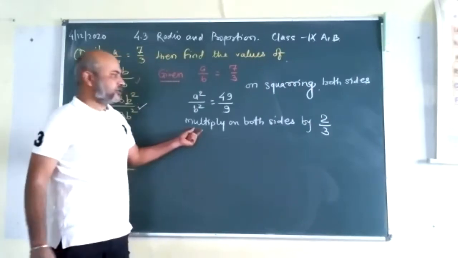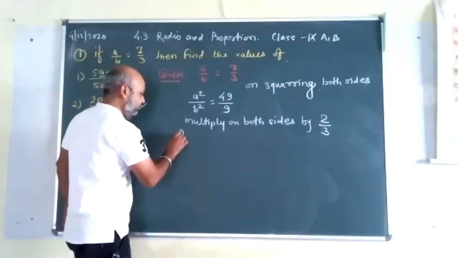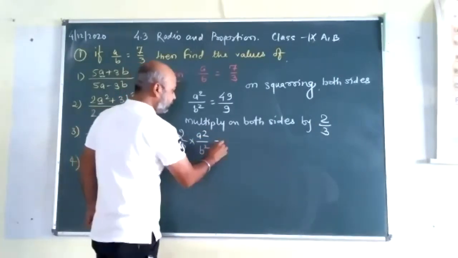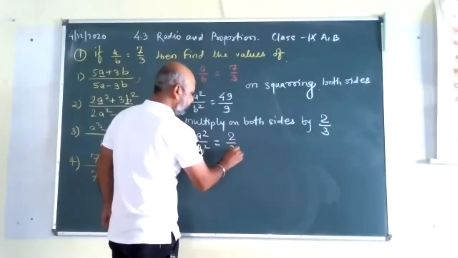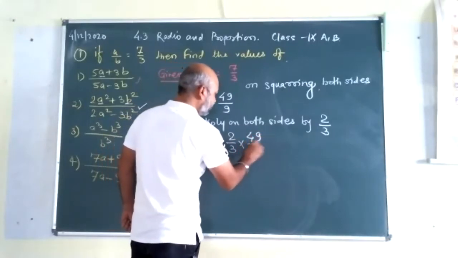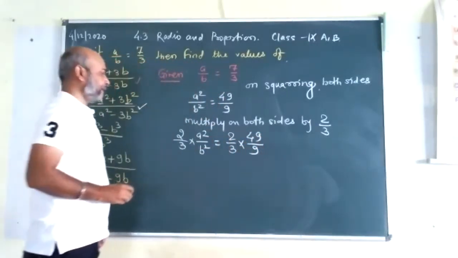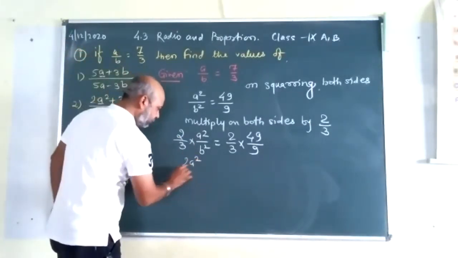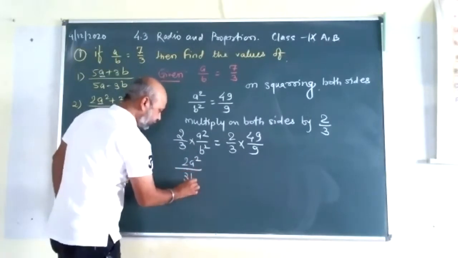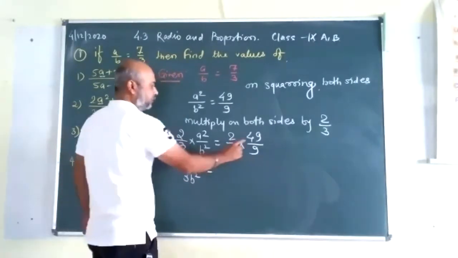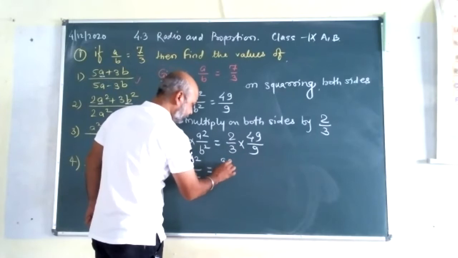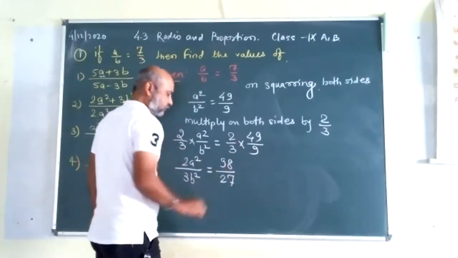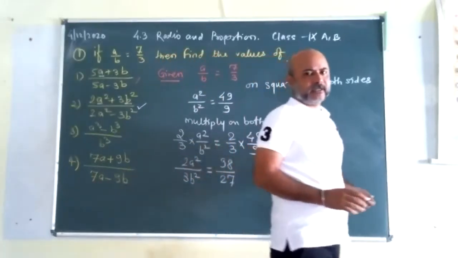So multiply on both sides by 2 by 3. What do we get? 2 upon 3 into a square divided by b square, and this is equal to 2 by 3 into 49 upon 9. So we get 2a square divided by 3b square, and this is equal to 49 2s are 98, divided by 3 9s are 27. So this is the value of 2a square upon 3b square.